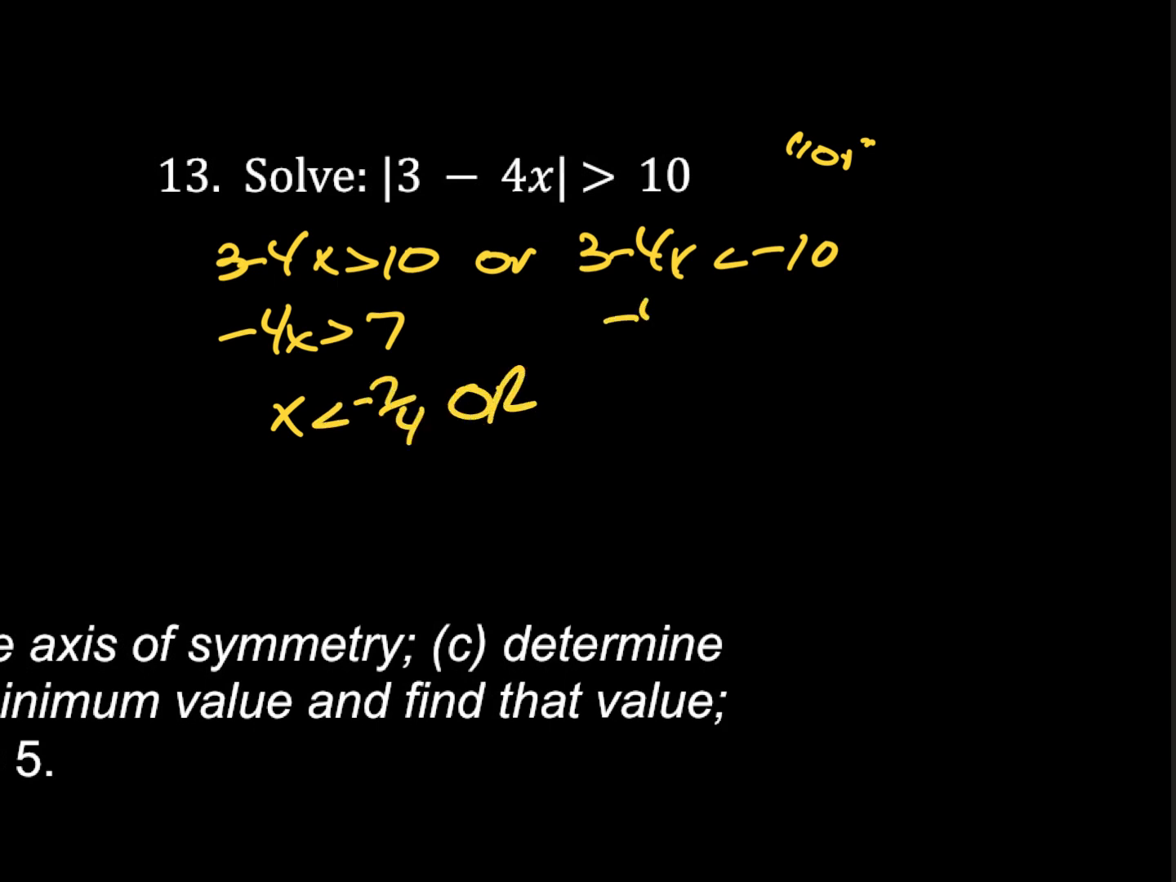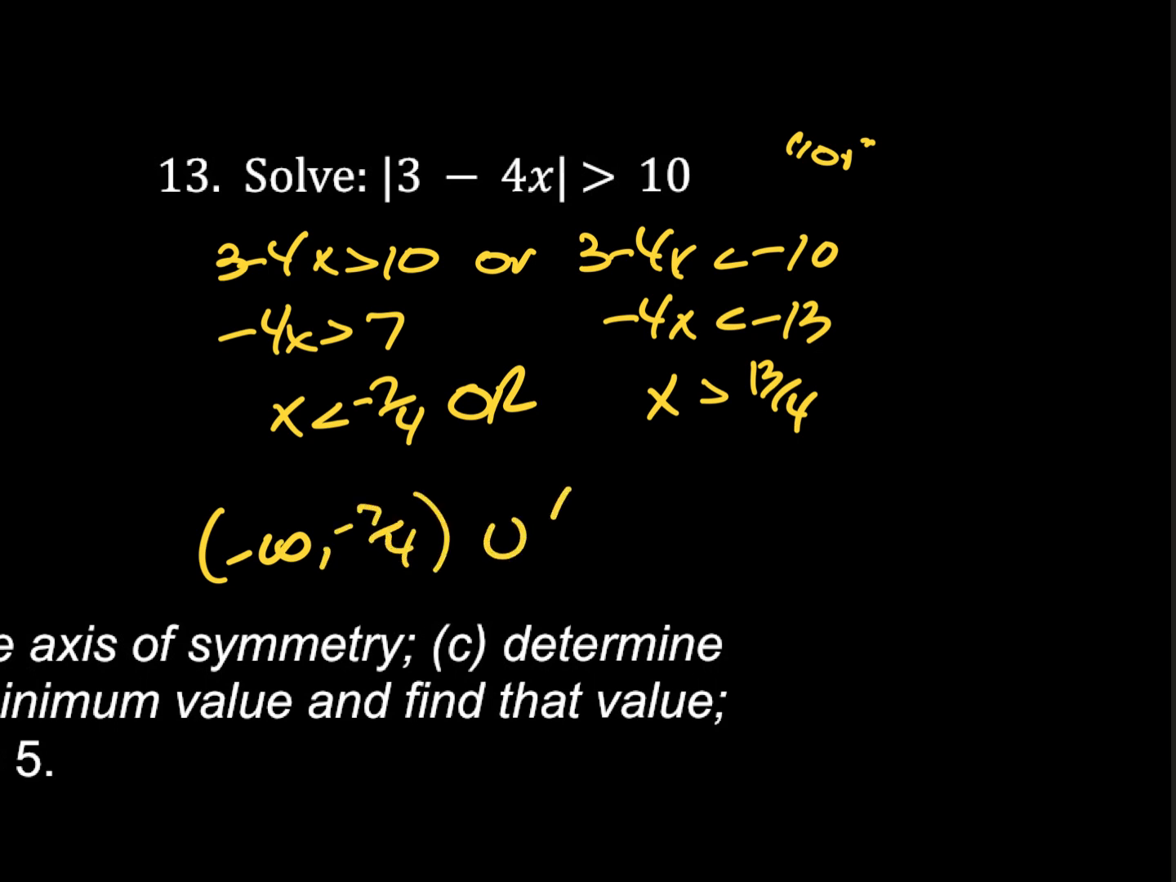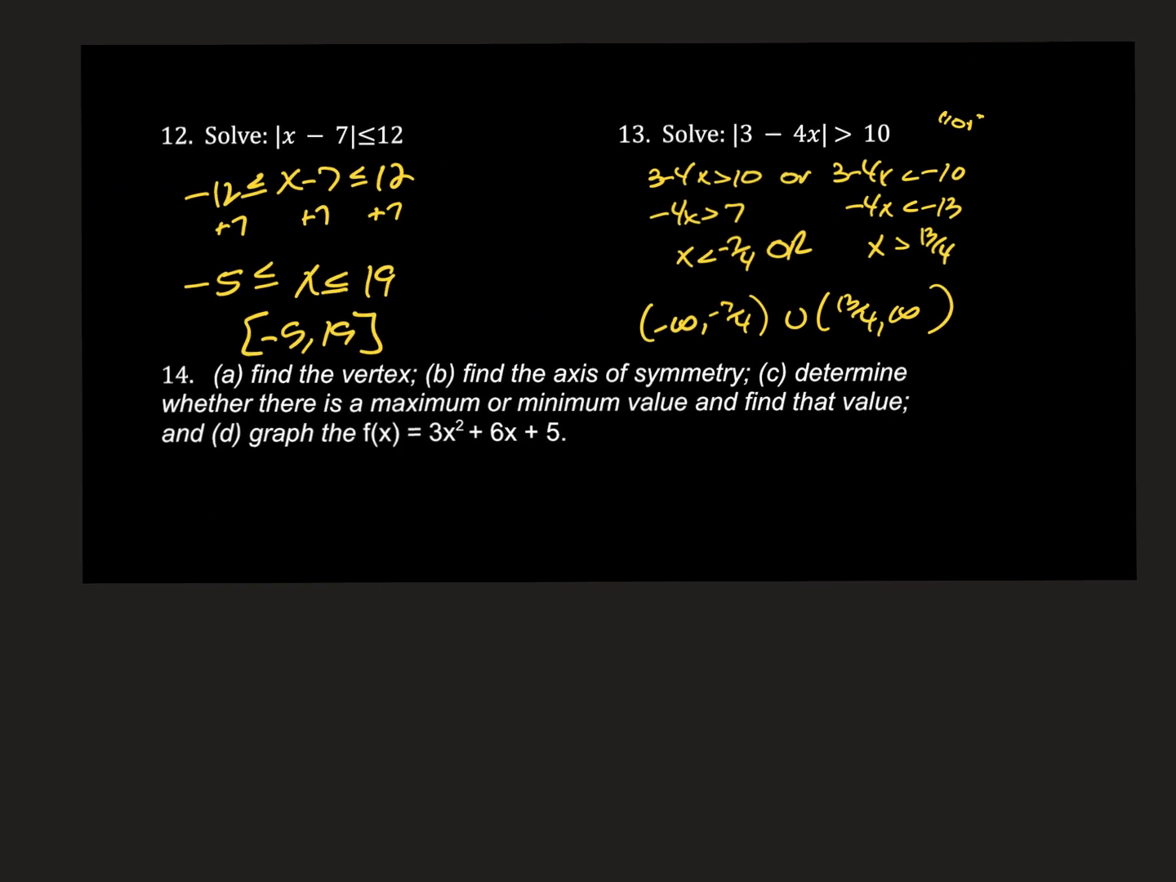Over here, I'm going to move the 3 over. It gives me negative 13. Divide by negative 4, which flips the sign, gives me 13/4. So there's my answer. So my answer truly is everything less than negative 7/4 union everything bigger than 13/4. And there's that one. Last one, number 14.